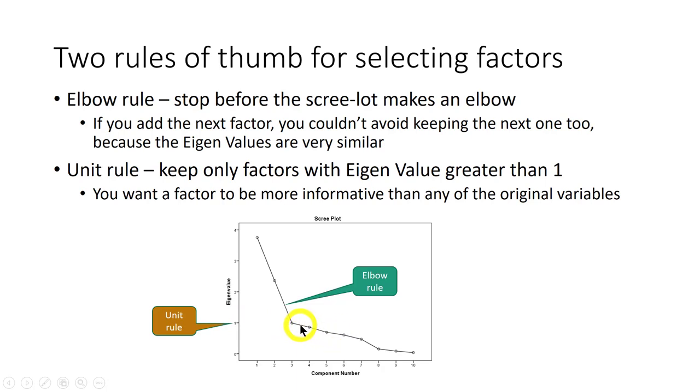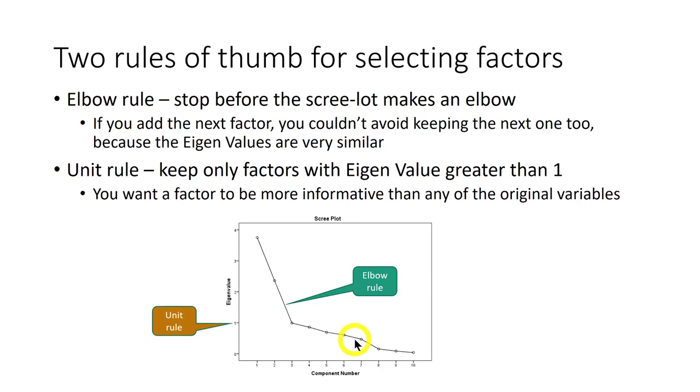And the reason for stopping before the elbow is because if we go ahead and add the third factor, logically we should also keep the fourth and fifth because they explain only marginally less than the previous one. On the other hand, between the second and third factor, the second factor certainly explains a lot more than the third. So we should stop before the elbow because if there is any reason to add the third, that same reason should dictate that you would keep the fourth, the fifth, and sixth, etc. That's the elbow rule. The other rule is the unit rule.